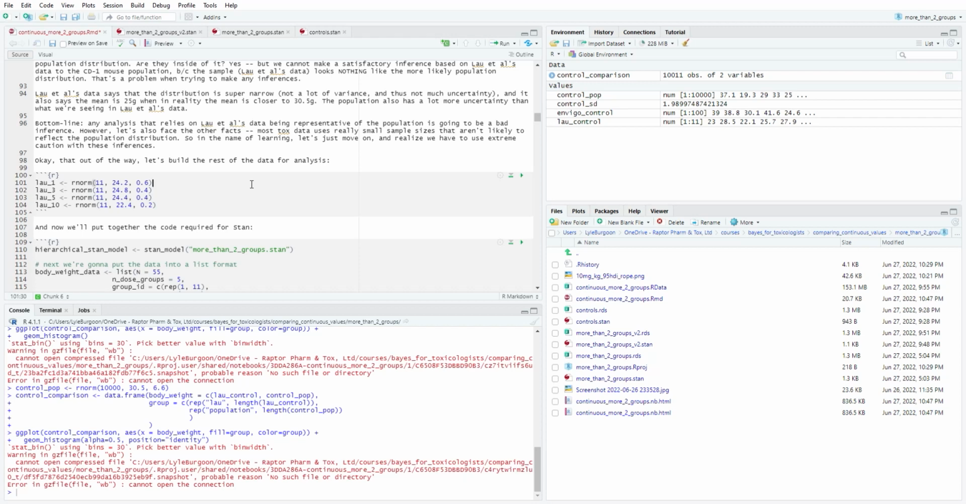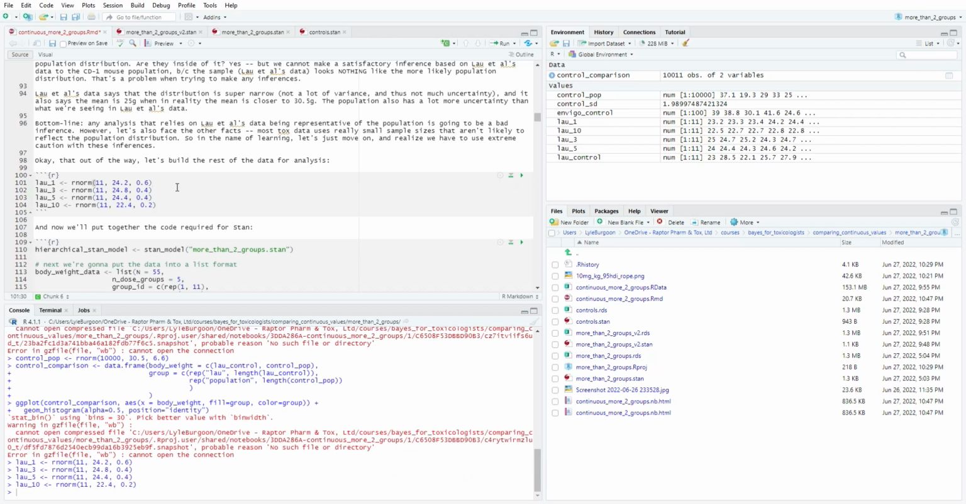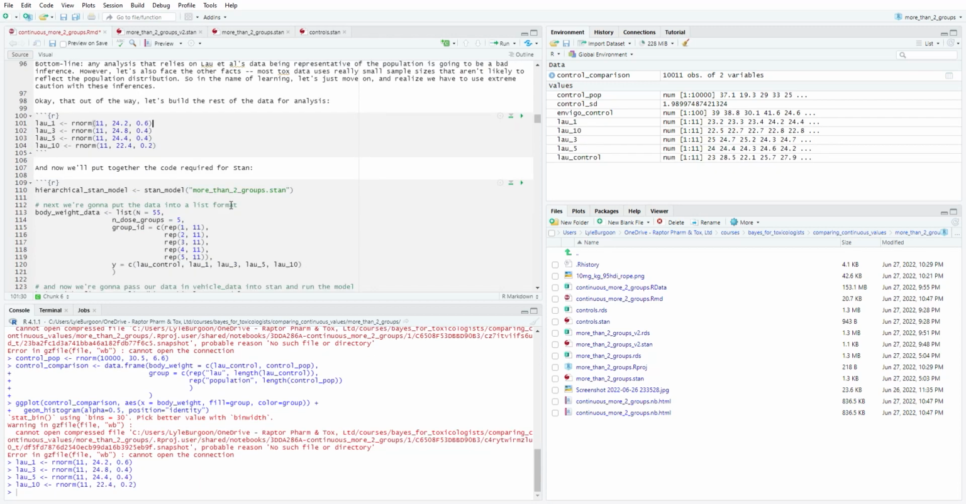All right, so let's actually get to analysis because that's why you're actually here. So if you look at the table in the Lao paper, you can see that they've got different means for these different groups. This is 1 mg per kg, 3 mg per kg, 5 mg per kg, and 10 mg per kg. This is the mean for each one of those groups. This is standard deviations for each one of these groups, and we're going to assume they're doing 11 animals. We're going to sample from these distributions so that we have data to analyze.